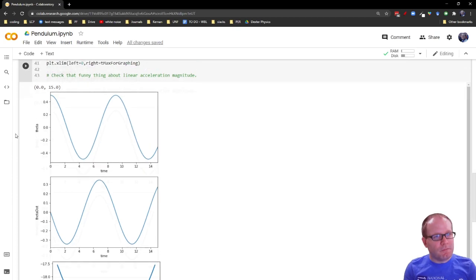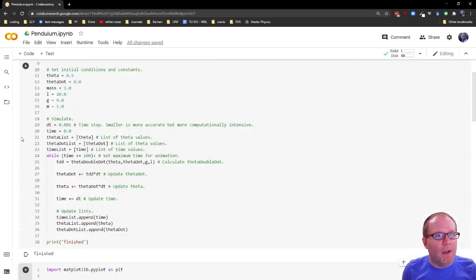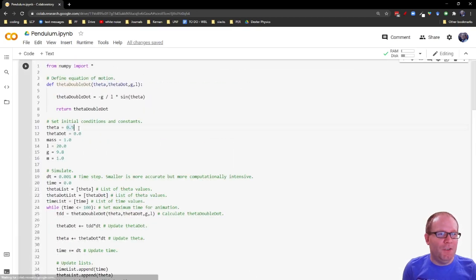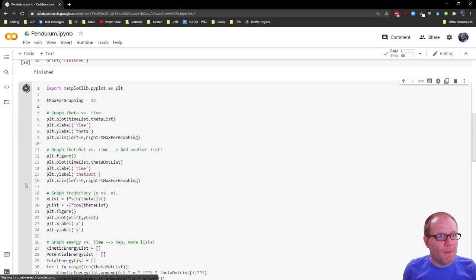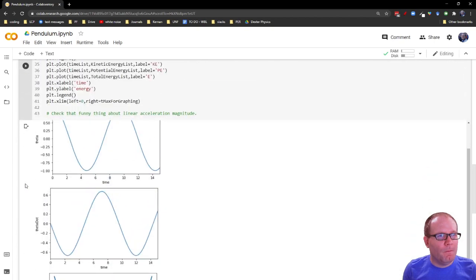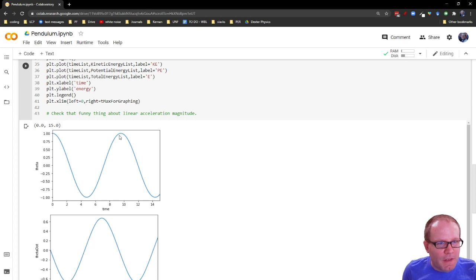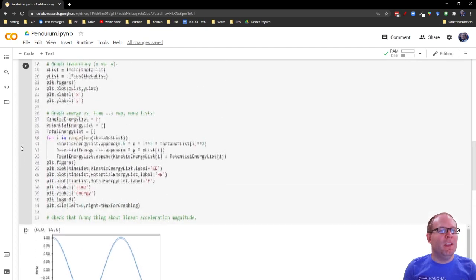Really cool. Let's see how well that holds up when we go to larger angles. Instead of a theta initial of a half, let's go to a theta initial of 1. You notice that the peak crept up here, right? It's no longer at 9, it's closer to 10 now.